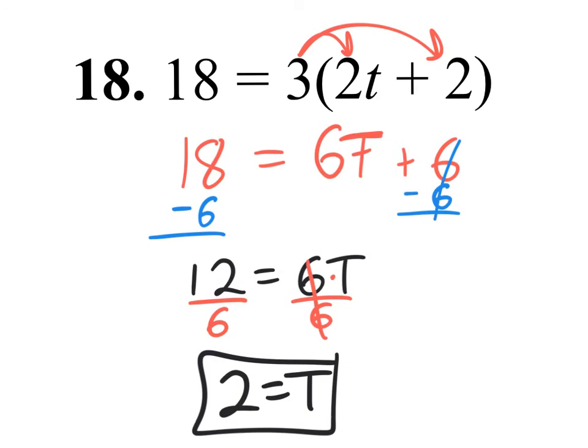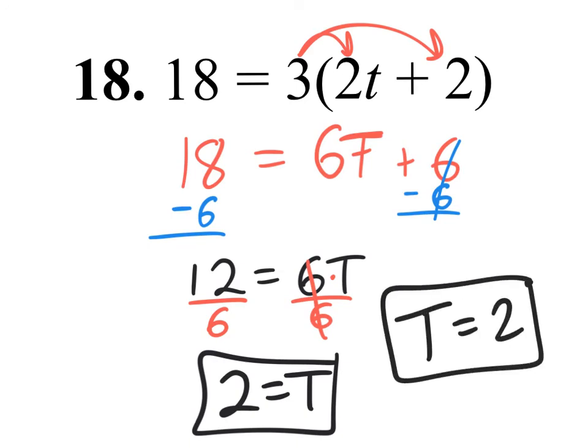Of course, the better way of writing your answer would be t equals 2. Same thing. 2 equals t, t equals 2. Same difference. But I would write it like this, t equals 2.